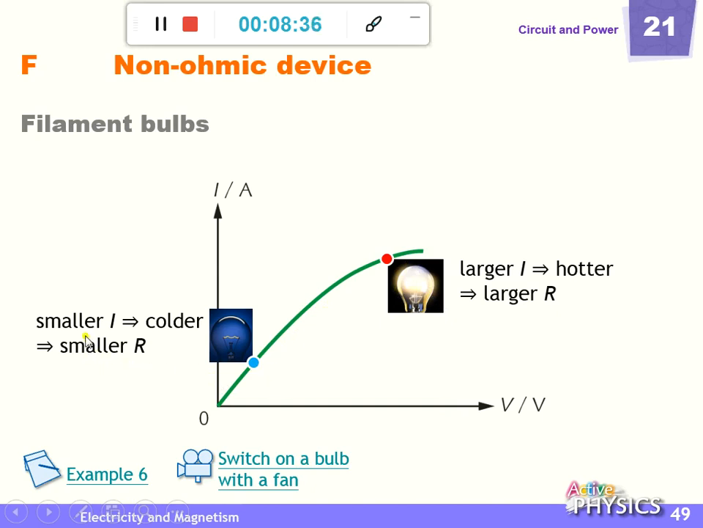Then what happened? Look at this. Smaller I, cooler one, smaller R. But when you switch on the light bulb, the temperature will be higher, and the resistance will be higher, because this filament is also a metal. But this one does not follow the ohmic materials. Finally, we will say that this one is the non-ohmic material.